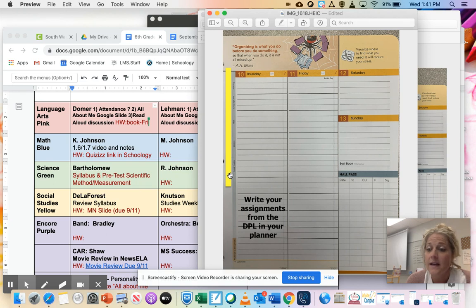Now, if you look closer in your planner, along the edge here, it has different subjects. Those might line up great with the classes that you have right now, those three classes, and they might not, and that's okay. You can cross one out and write in something else, or just use the ones that match and then make up your own down here at the bottom.